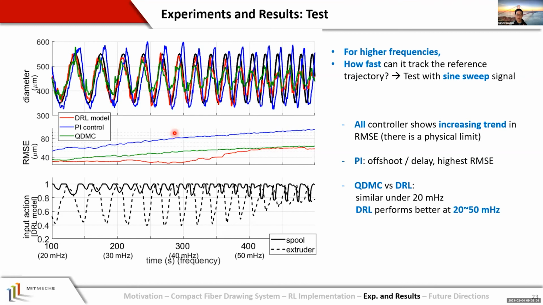So, let's compare each method across the range of frequencies. First of all, the PI showed the highest RMSE, and the QDMC and DRL, the red line and the green line, performed similarly at the lower frequencies. However, at higher frequencies, the DRL had an edge over the QDMC method.